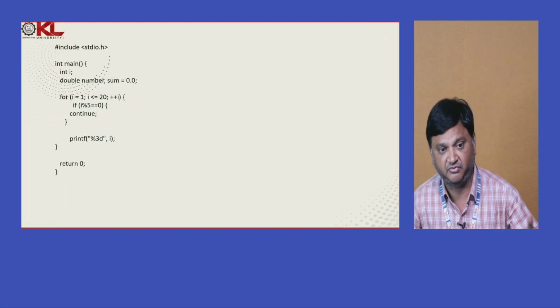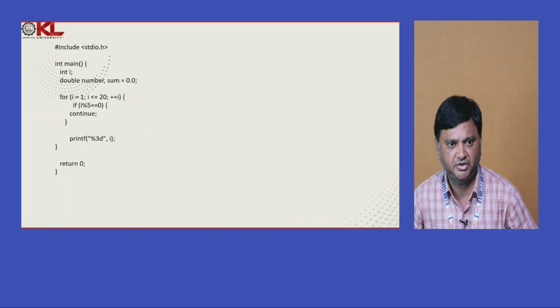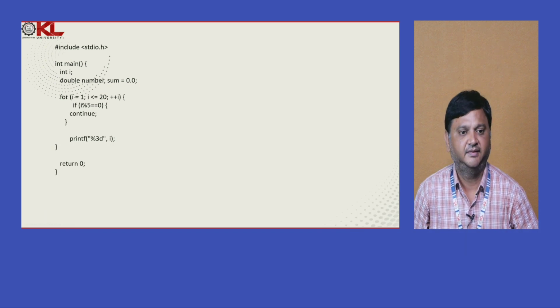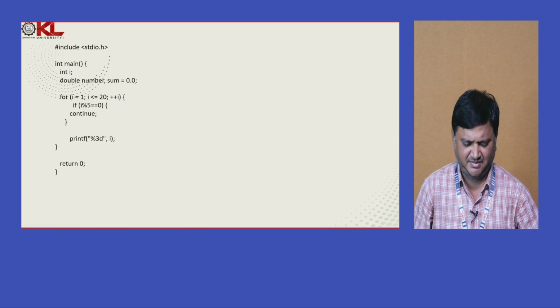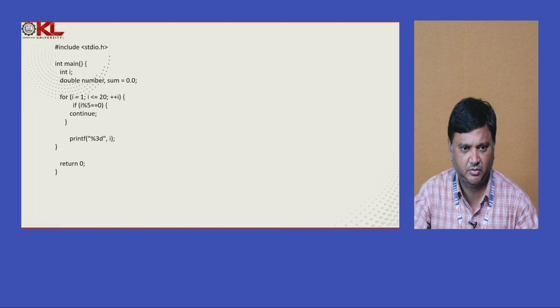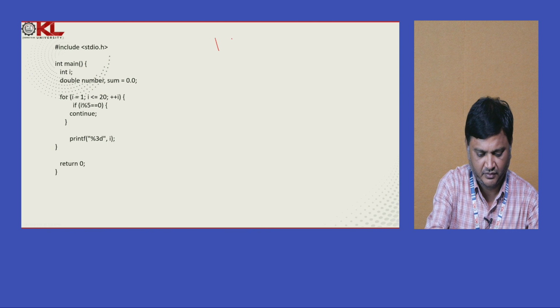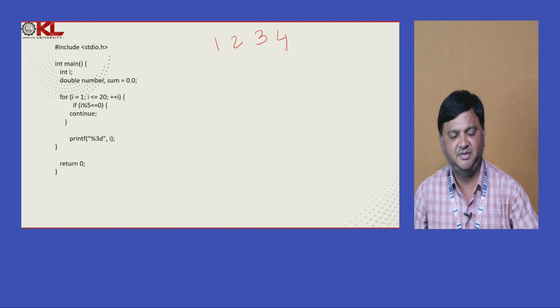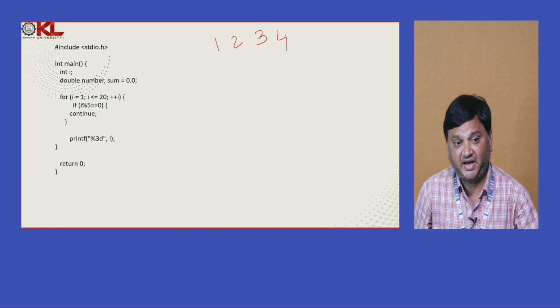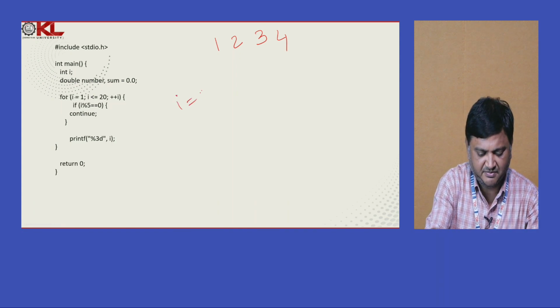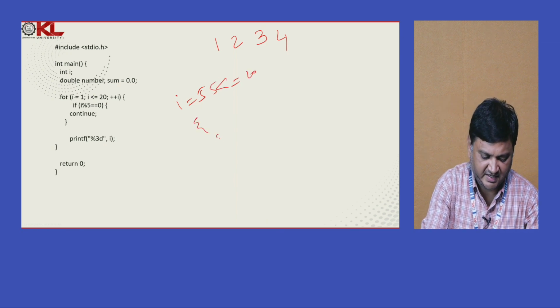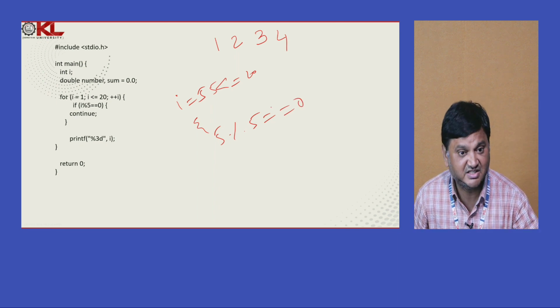Now tell me what is the output for this program. I want you people to tell the answer for the following program. Very simple, my dear students. I am directly writing the output. Check whether it's there in your mind or not. My output is 1, 2, 3, 4. Now tell me, my dear students, 5. When i becomes 5, is 5 less than or equal to 20? Yes, go inside. 5 modulus 5 equals 0. Yes, sir, the condition is satisfied.